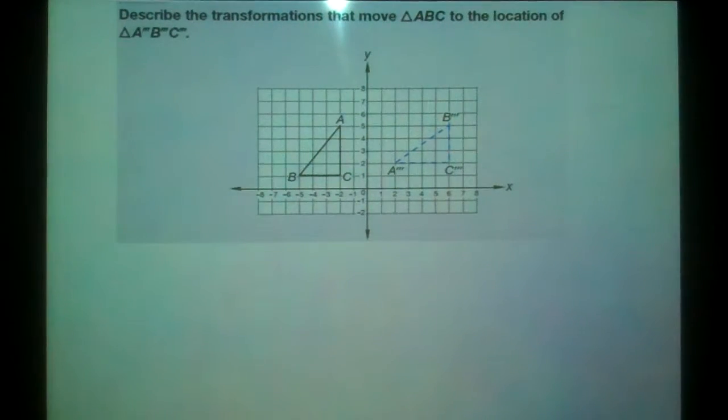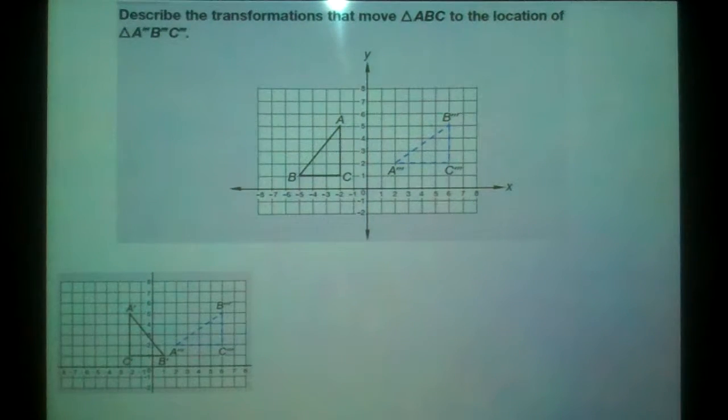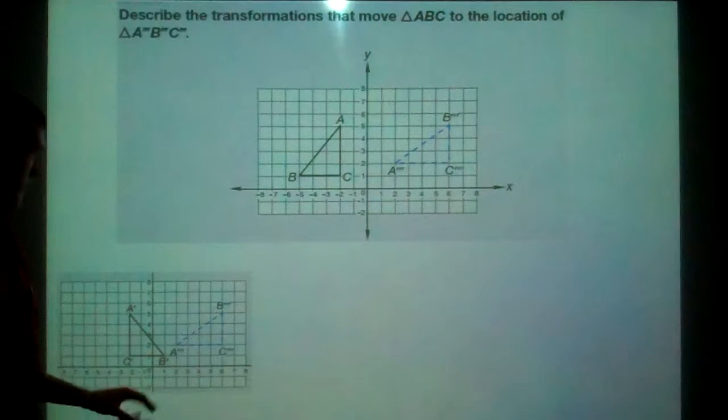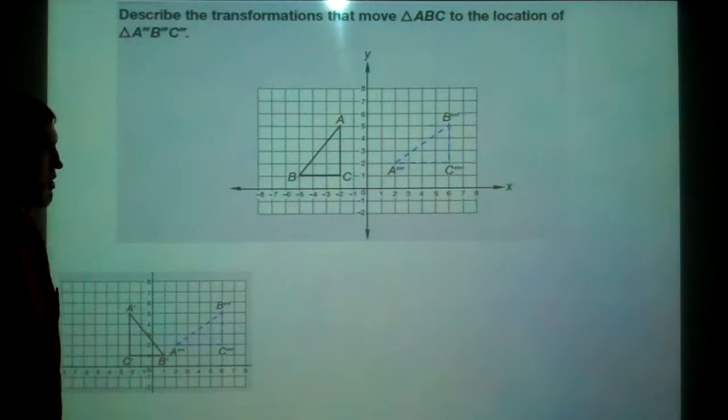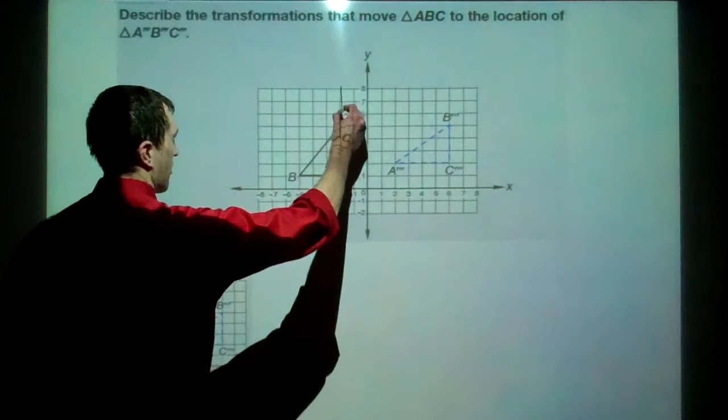Alright, so first thing we have to do, and they don't have to go in this order, but this is probably the easiest order. First thing, we're going to want to flip this around. Looks like they reflected triangle ABC, and they did that around this line right here.